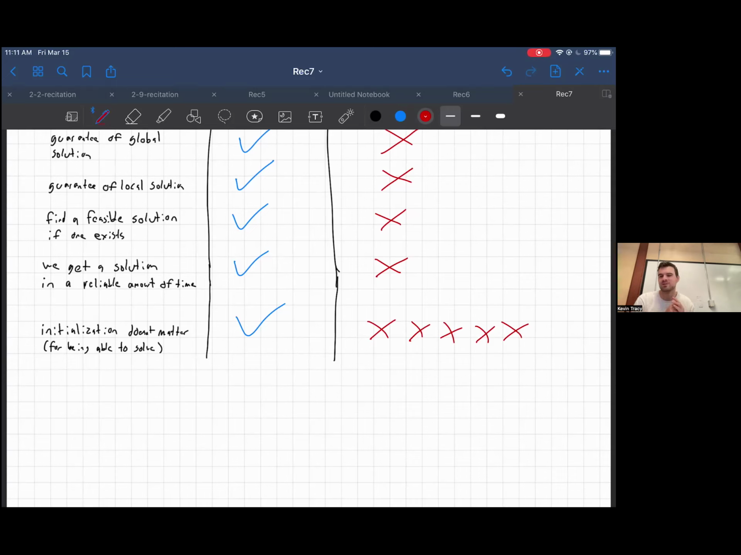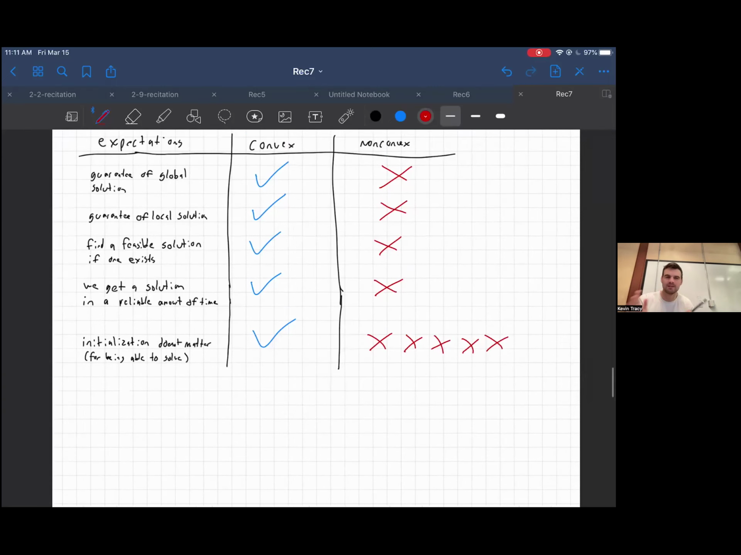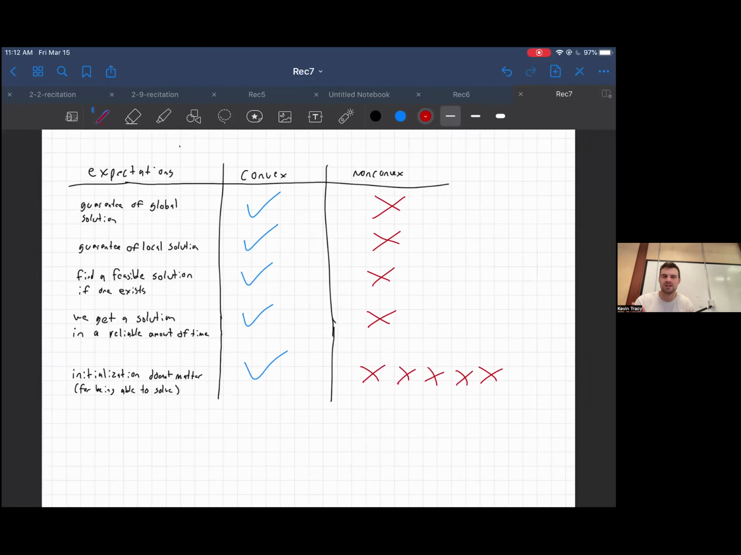Again, this is the total Wild West. There's no guarantees of anything. Basically, non-convex optimization is gnarly. The solvers are gnarly, the expectations are low, if any. But in practice, it actually works okay. And if we are very smart about how we initialize and that we don't set up problems that are too crazy, oftentimes you can get non-convex optimization to do some pretty cool control stuff. For instance, all of your homework 3 was you doing non-convex stuff, and hopefully you got some cool results.